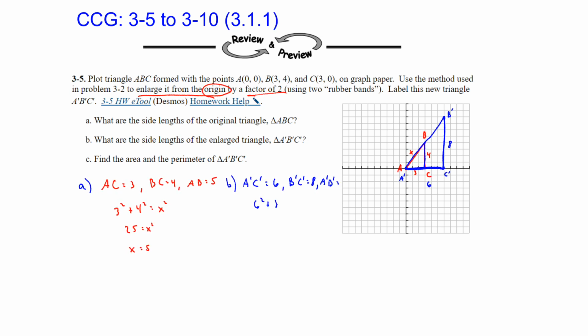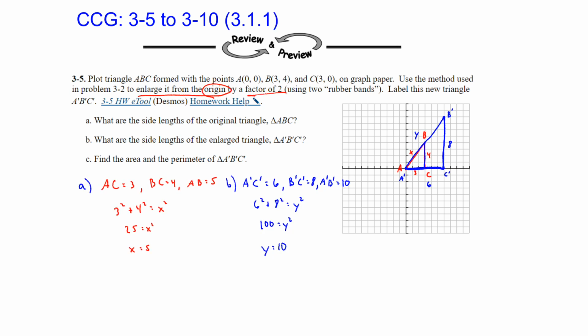We get 6 squared plus 8 squared is equal to, call this one y this time, y squared. And so that's 36 plus 64, which is 100. What squared gives you 100? 10 or negative 10, but since we're doing distance again, it's only going to be 10. And so now we know that the measure of A prime to B prime is 10.